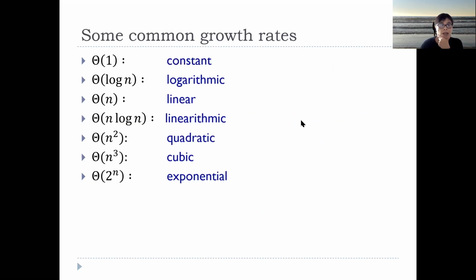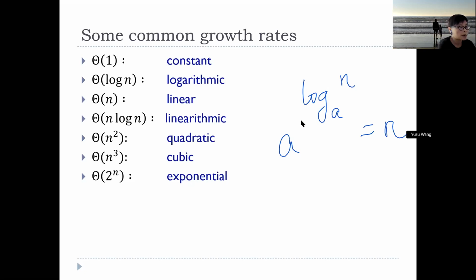All right. Now here are some of the common growth rates that you often see in time complexity. Okay, if the growth is order of 1, it essentially means that the algorithm runs in constant time. And log n is a logarithmic running time. And again, just to remind you that log base a of n is the quantity such that, given a, if you raise it to this power, you get n back.